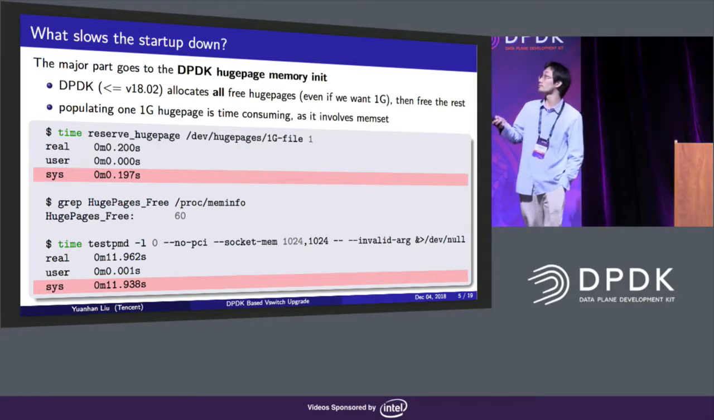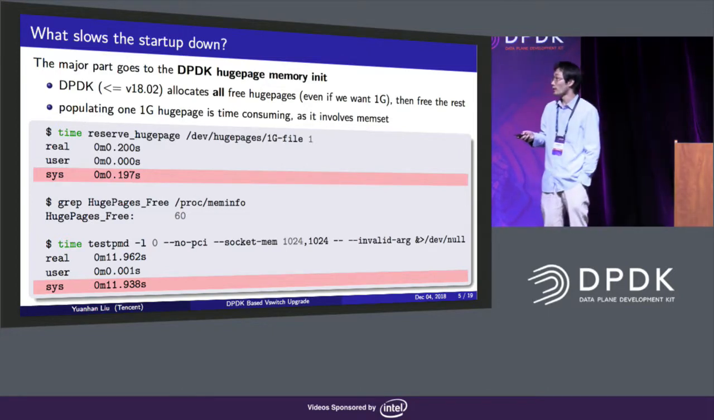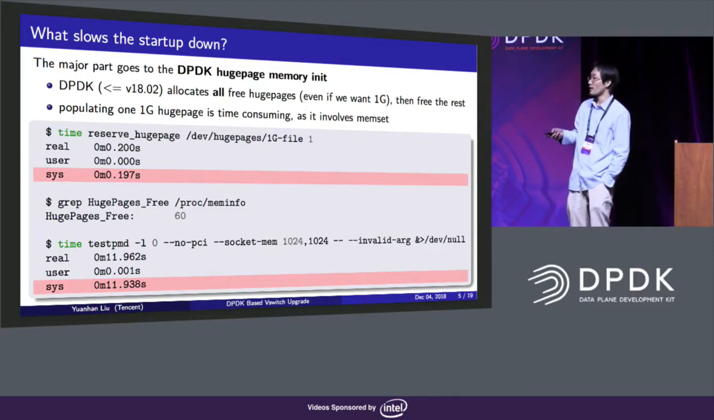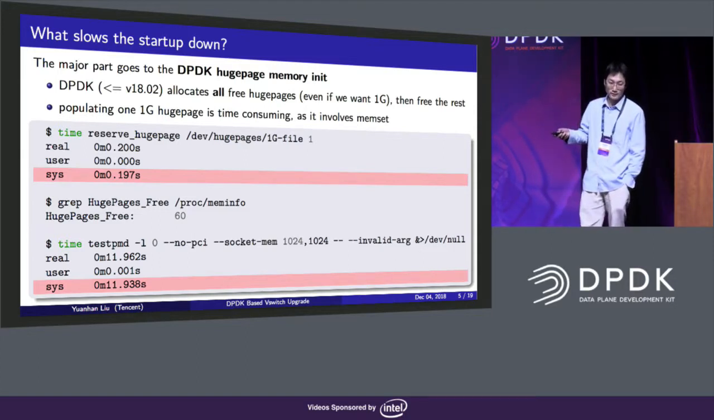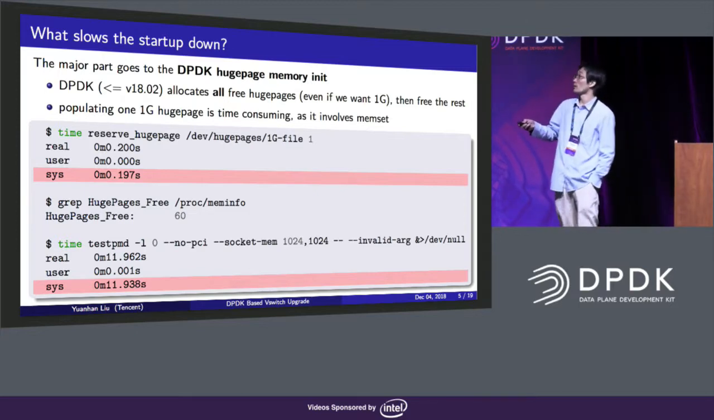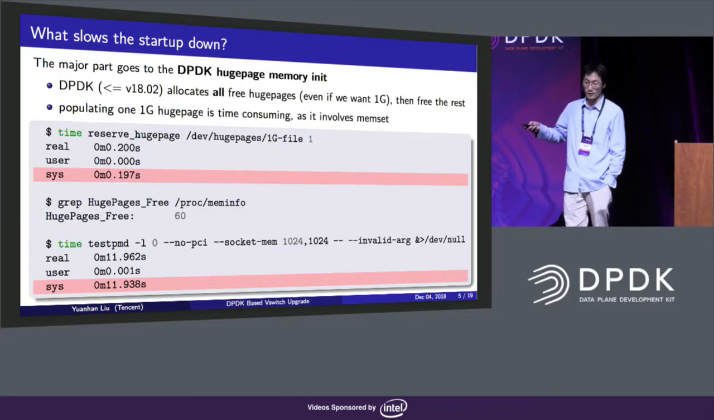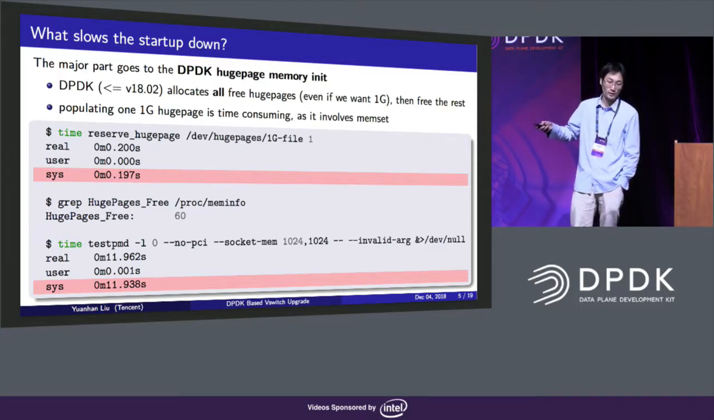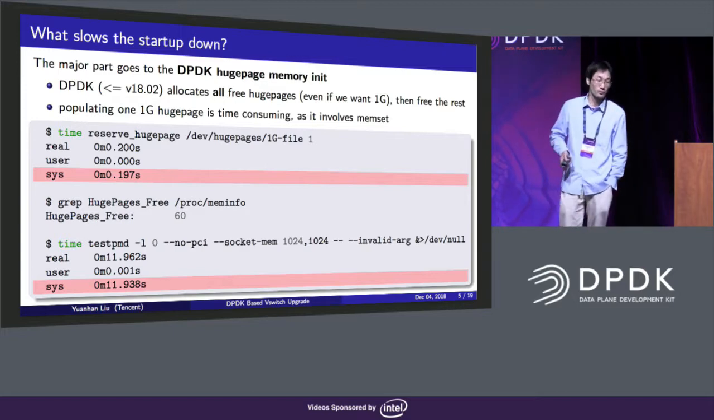In a system with 60 gigabytes of huge pages, here is the time to start testpmd. The testpmd will do nothing because of an invalid arg, so it will just init and then quit. You can see that the time here is almost 12 seconds. That is long enough. Why is that? Because here is the time to allocate a one gig huge page, and you can see that it's almost 200 milliseconds. That's too long even for a single huge page.